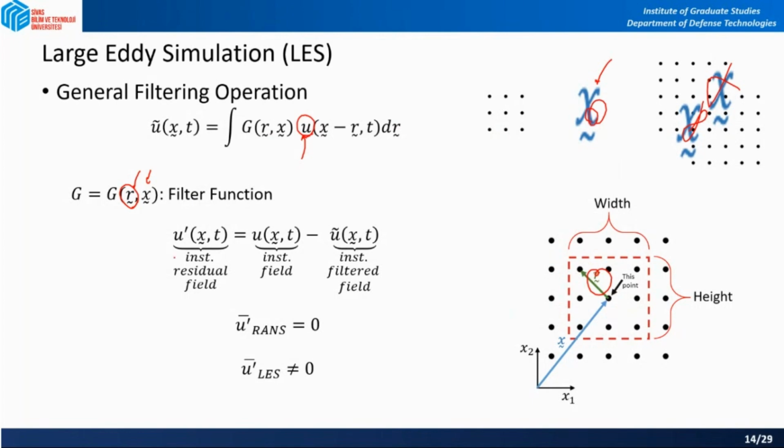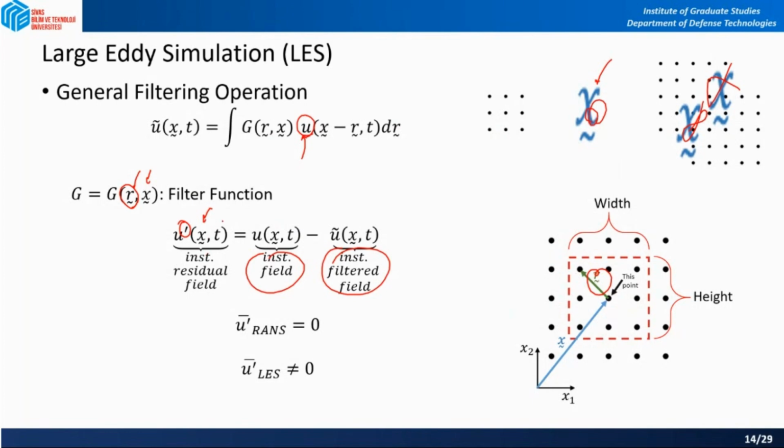So again, remember that I had my residual field equal to the difference between the instantaneous field and the filtered field, right? So my u prime is nothing but u minus u tilde. If you subtract the filtered field from the original field, you would get a residual velocity field, which we show with the prime notation.